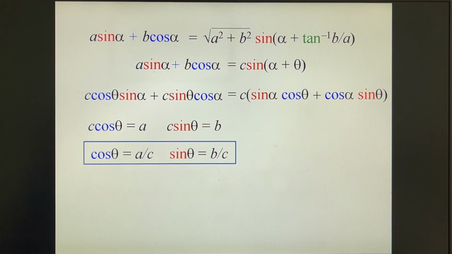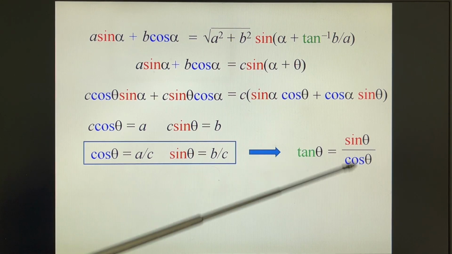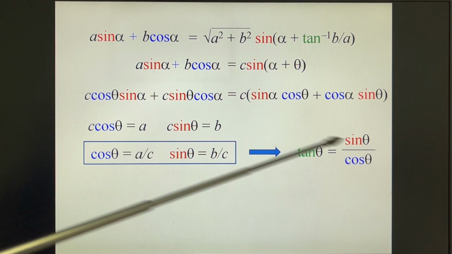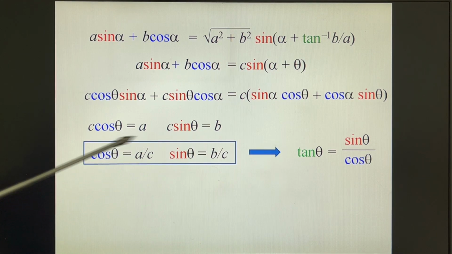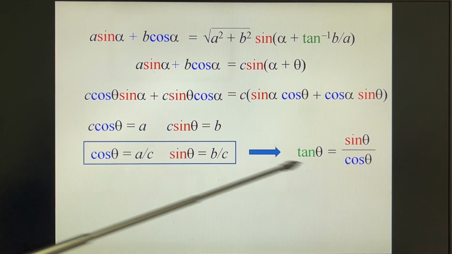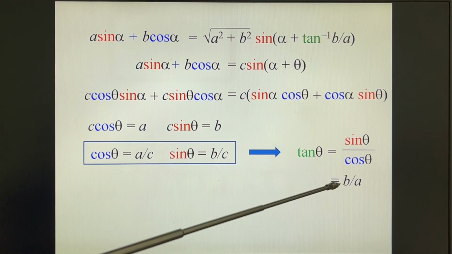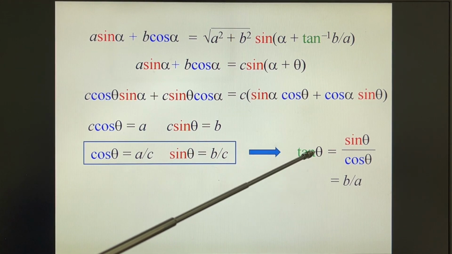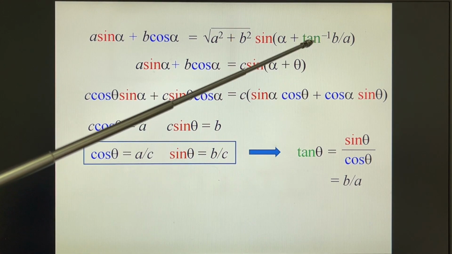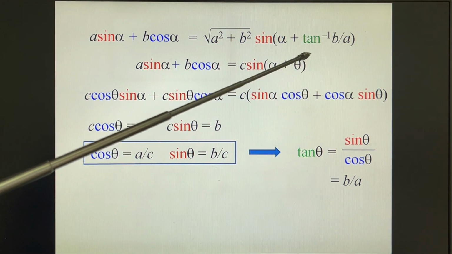We look at these two equations. Two unknowns, theta and C. We can easily find theta and C. How? First, I take tangent theta. Tangent theta equals sine theta over cosine theta. Sine theta equals B over C. Cosine theta equals A over C. We put inside, we can cancel out the C. We get tangent theta equal to B over A. So theta is arctangent B over A.